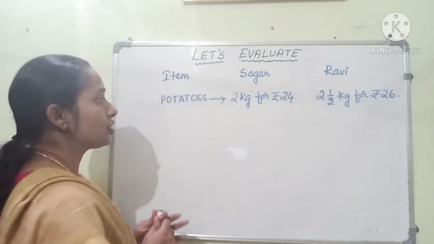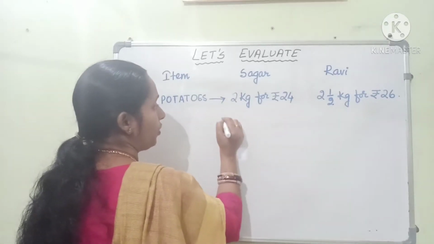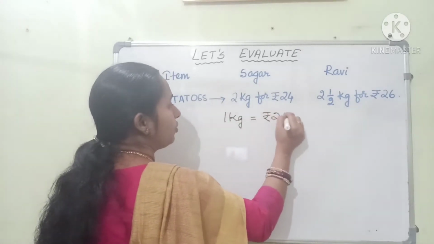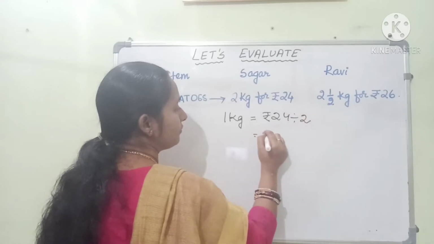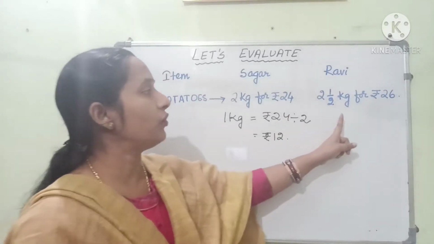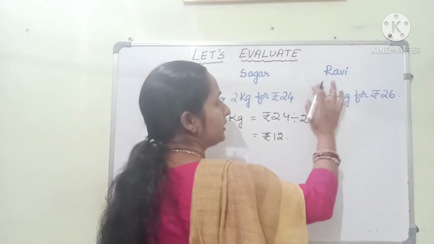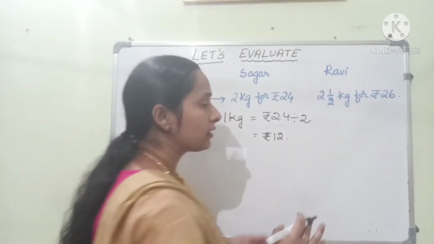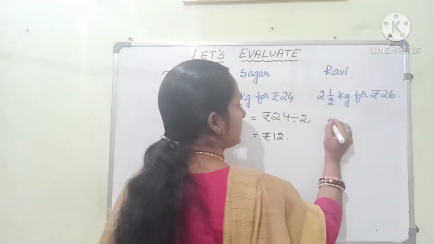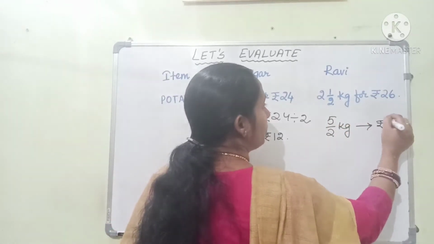Let us find first. If 2 kilograms potatoes are purchased for rupees 24, what will be the cost for 1 kilogram? It will be equal to rupees 24 divided by 2, which is equal to rupees 12. Now let us find the price of potatoes per kg for Ravi. Here we have 2.5 kilograms. Let us convert this into an improper fraction. 2 2s are 4 plus 1, 5. This is 5 by 2 kilograms being purchased for rupees 26.